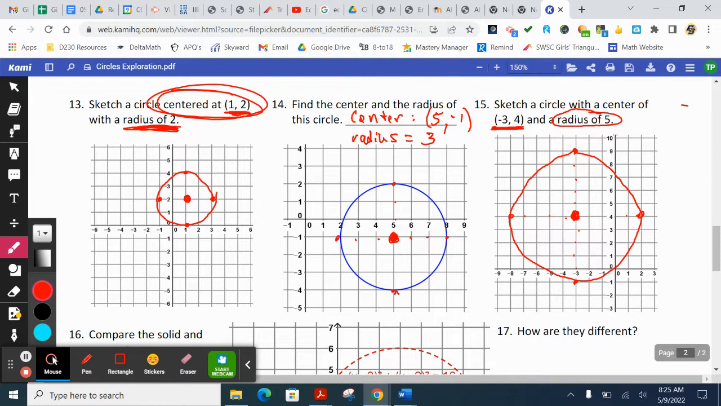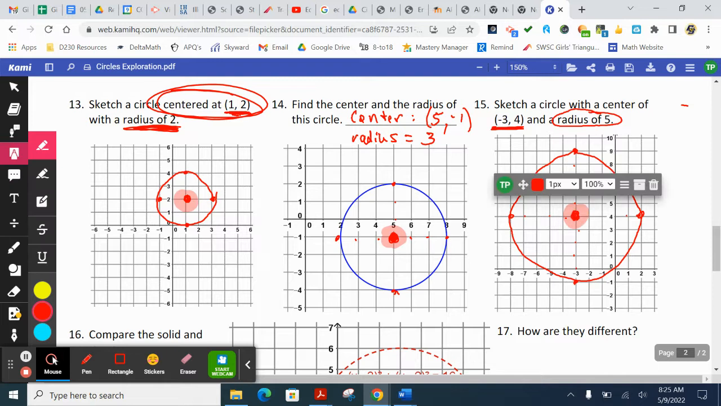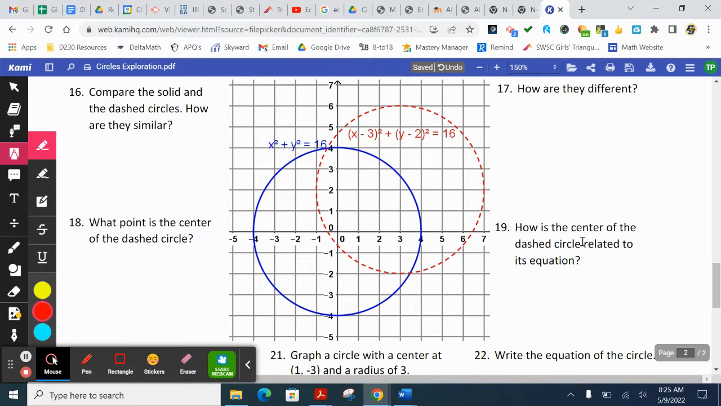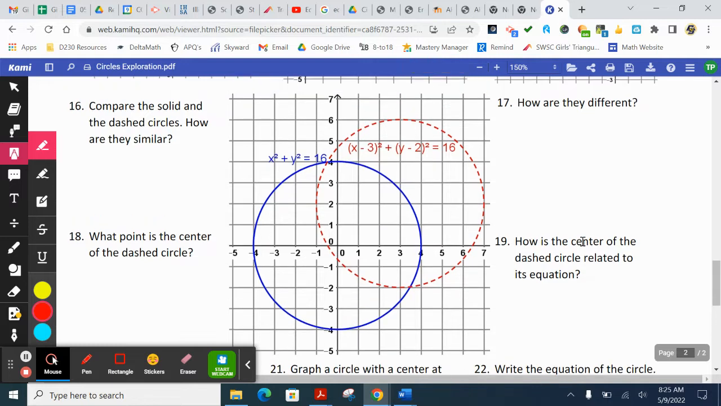Notice these are now not centered at 0, 0. That's kind of the whole point of the back page. The center is definitely not at the origin. It's off in one of the quadrants. All right, so now we go to these. Notice how the blue one, the one that is solid, at least solid, yours is not going to be blue, the blue center is still 0, 0. Obviously, the red one, the dotted one on your paper, is not 0, 0.